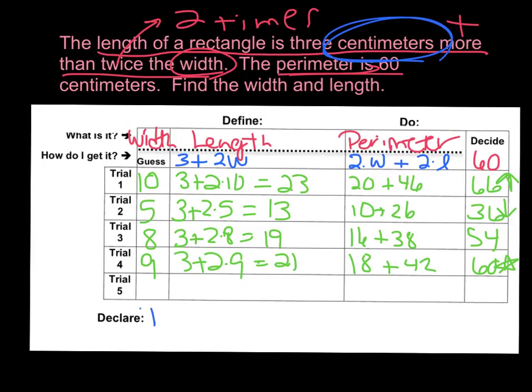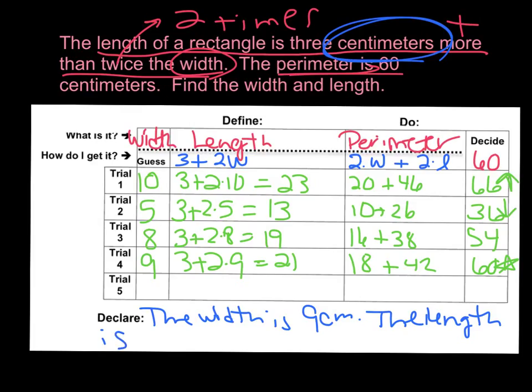So I just want to say the width is 9 centimeters. The length, sorry about my handwriting, writing with my finger, is 21 centimeters. Done. Your sentence doesn't have to be a paragraph, just a sentence. Okay, let's move on to the next example.